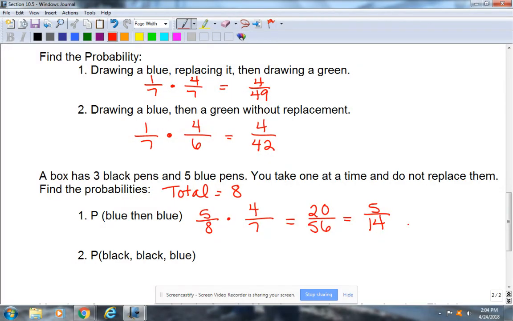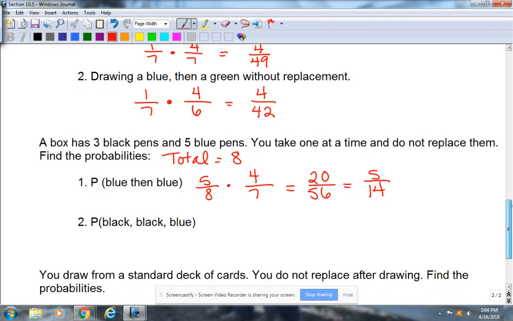Okay, so now on my problem 2, I'm reaching in 3 times. I want to get a black, keep it out, get a black, keep it out, and get a blue. In that order, black, black, then blue. Keeping them out because it says do not replace them. That means you don't put them back in the box after you take them out.